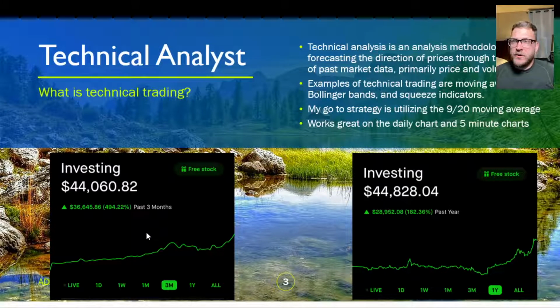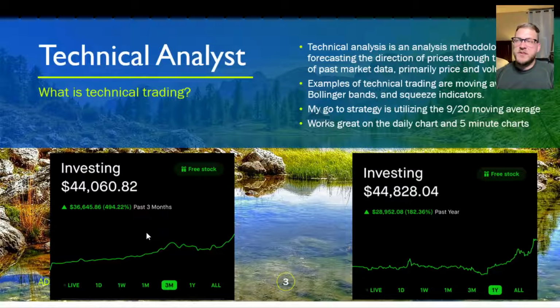So before I get started here, what is technical trading, for those that are just kind of new to trading in general? Technical analysis is an analysis methodology forecasting the direction of prices through past market data, primarily price and volume. So this is lagging information that is trying to predict the future. Examples of technical trading are moving averages, which I'll use quite a bit, Bollinger Band, squeeze indicators, VWAP, and so forth. There's probably over 100 technical tools you can use in TD Ameritrade or Fidelity or the other big brokers. My go-to strategy is utilizing the 9/20 moving average. It works great on the daily chart, but also can break down a 5-minute chart with great success.